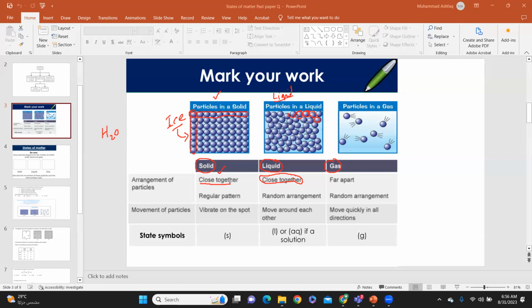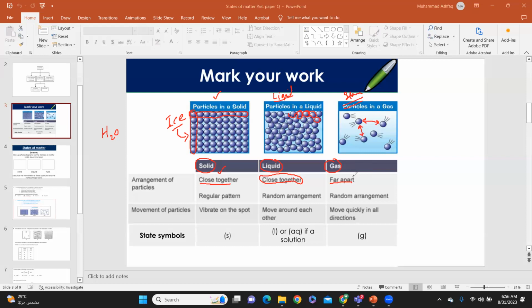Now we move to the third state, that is gas. For example, when you heat liquid water more, it converts into gas or steam. Here the property changes: far apart or far away. Look, one molecule is here, the second is here, and the distance between them is too much. They are not close together. This point is clear?